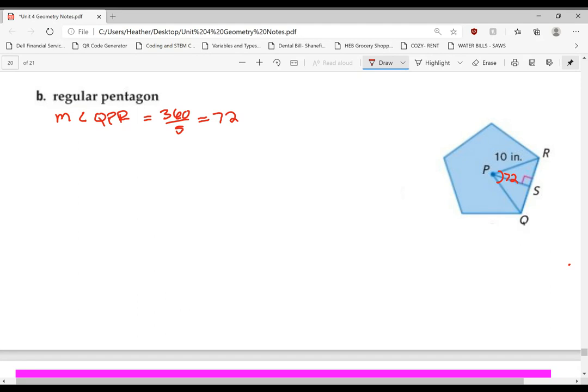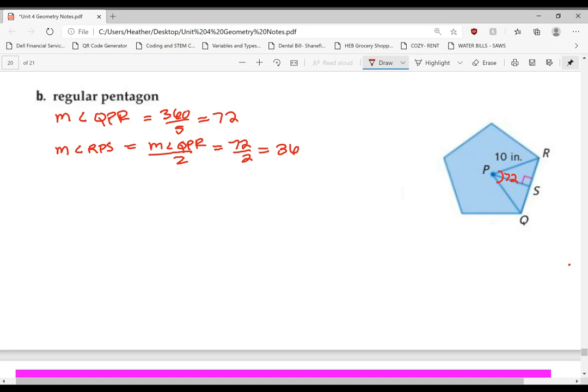The apothem, PS, is the height of the isosceles triangle RPQ. It bisects angle RPQ, so that means the measure of angle RPS is 36, because it's dividing it in half. So the measure of angle RPS is equal to the measure of angle QPR divided by 2, which is 72 divided by 2, which is 36.